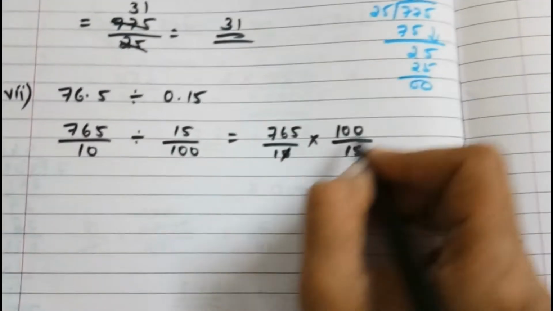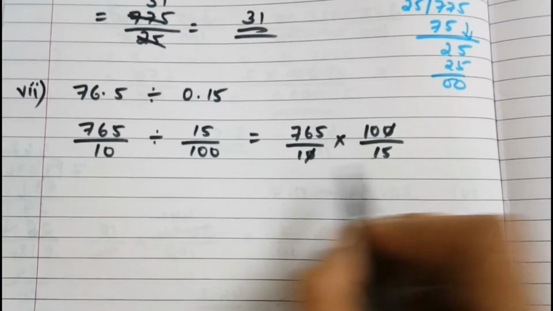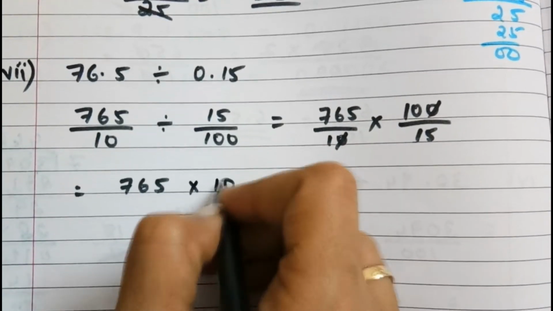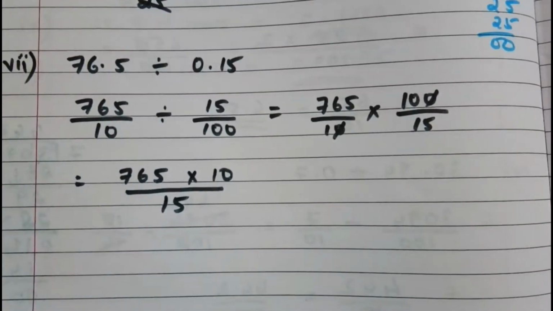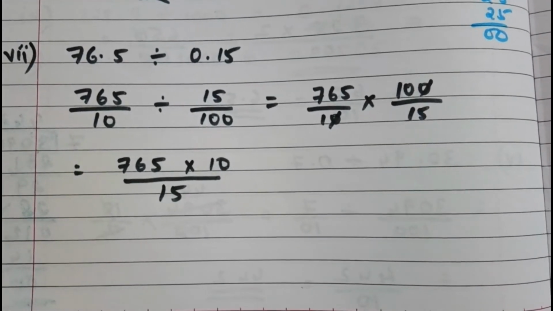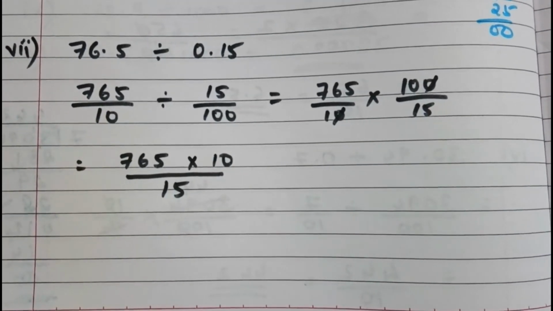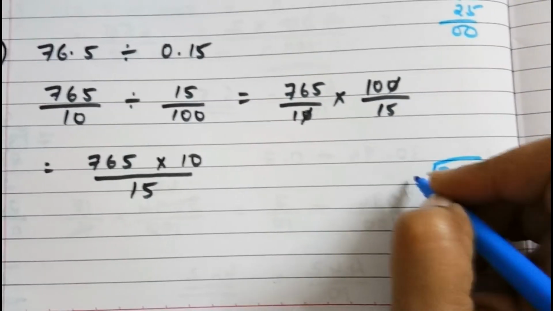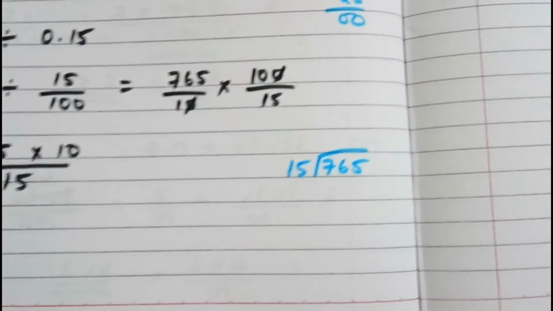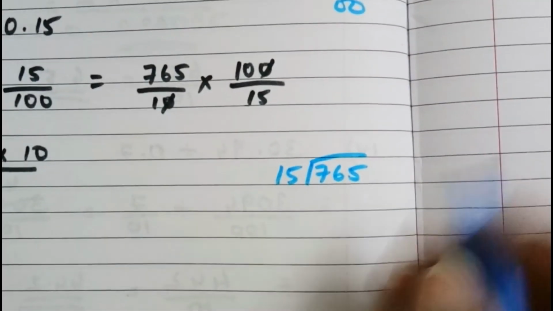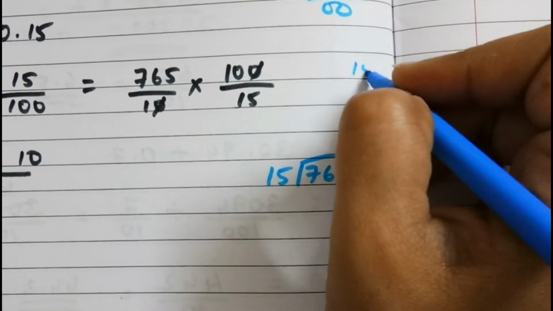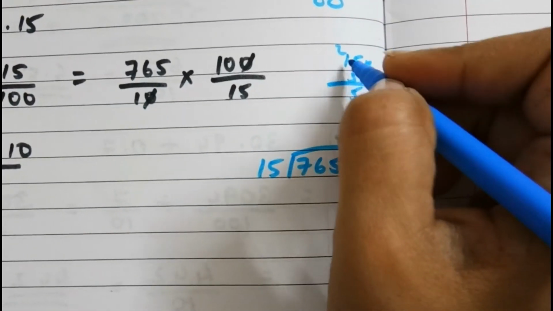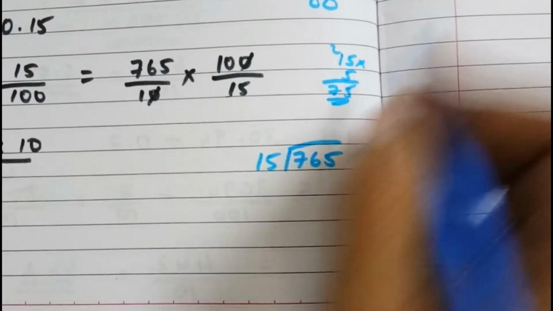Starting the calculation, 0 and 0 get cancelled. Now what is left out? 765 into 10 by 15. Okay, so now let's calculate how many times will 15 go in 765. So 765 divided by 15. Okay, now 15 3s are 45. Let's see, 15 into 5. 5 5s are 25, carry 2. 5 1 is 5. 5 plus 2, 7. Perfect.